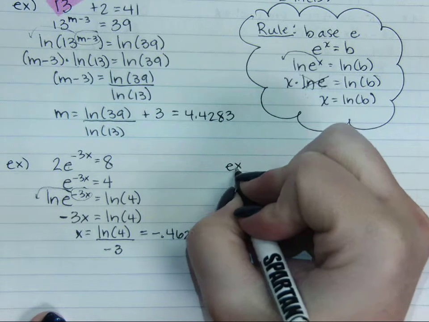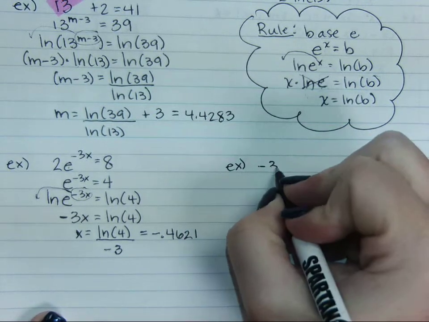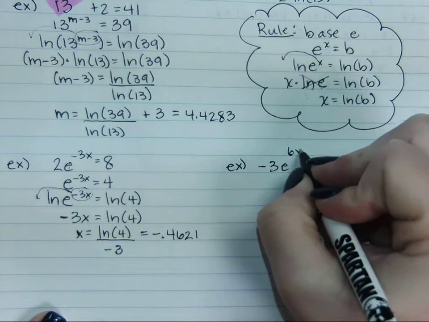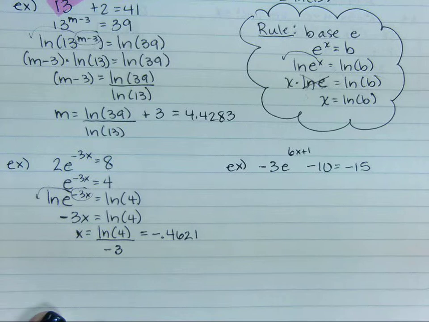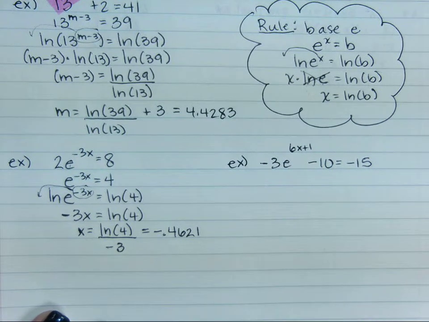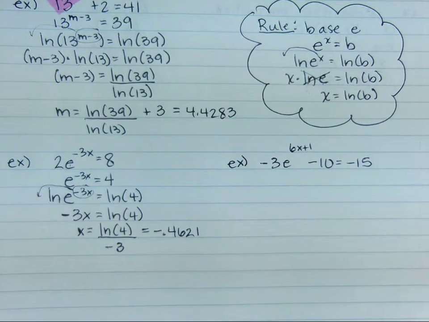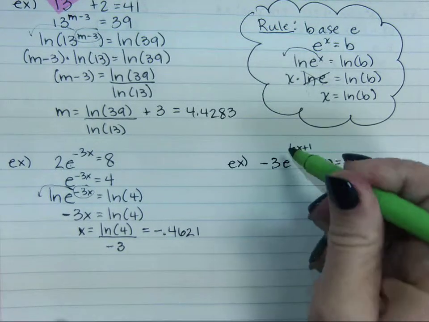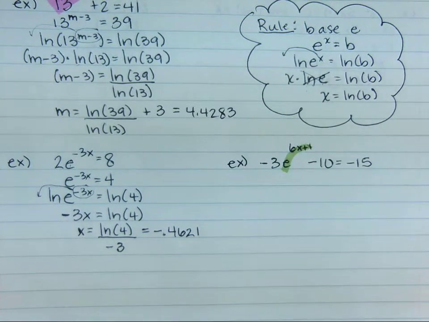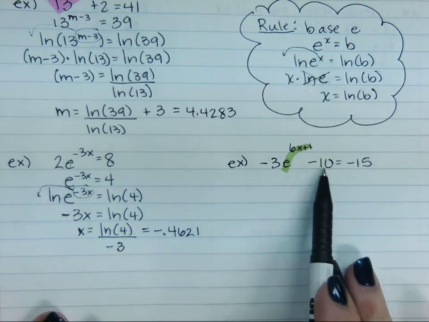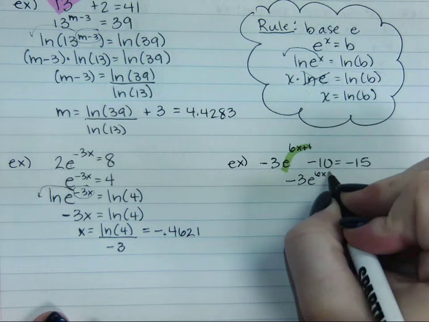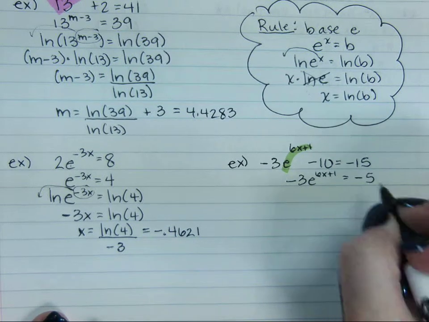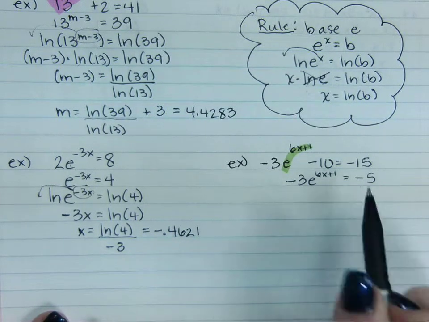Probably the ones that look more complicated, that have a lot more work. We'll do one that has multiple operations happening. So again, sometimes it's good to be able to highlight what your base and your power is to see what you have to get rid of. So in terms of order of operations, I need to add before I can divide. And so I'm going to add 10 first, and that's going to give me a negative 5 over here. And then I need to divide both sides by negative 3.